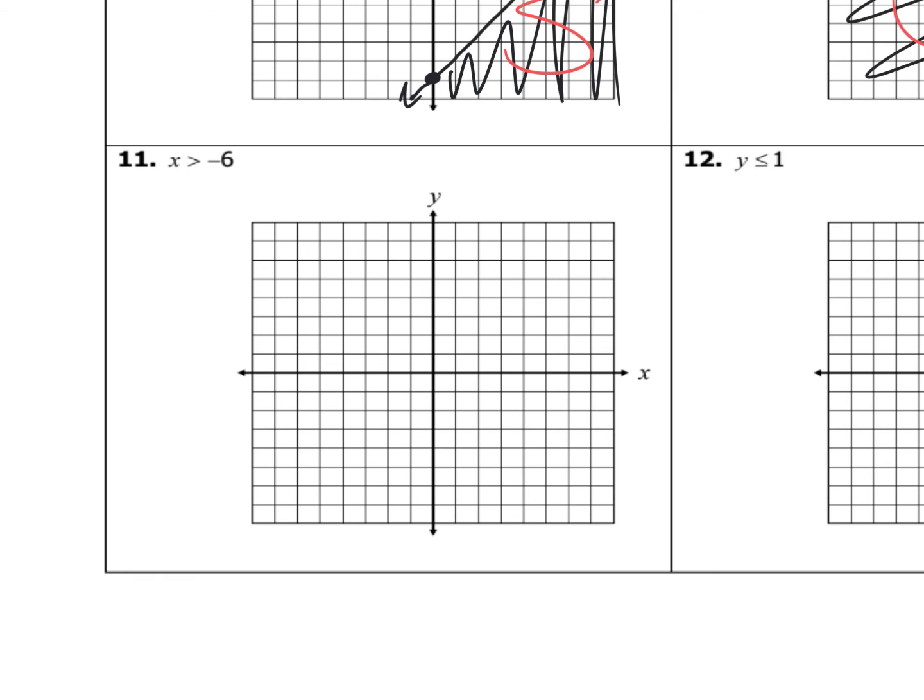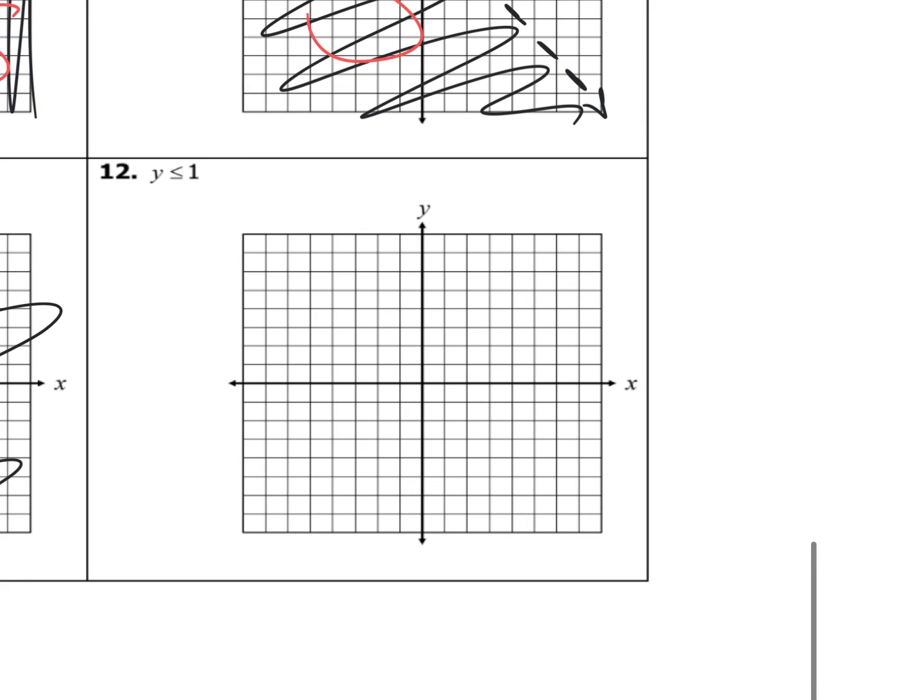When it's x, it's always a vertical line because it's opposite of the axes. So we've got x equals negative 6 right there. And it's actually supposed to be a dotted line. Let me go ahead and fix that. Okay. And when it's x equals, the inequality symbol points to the way you shade.